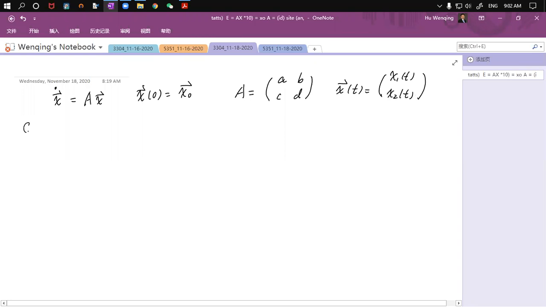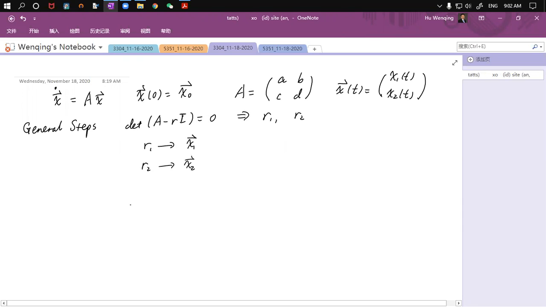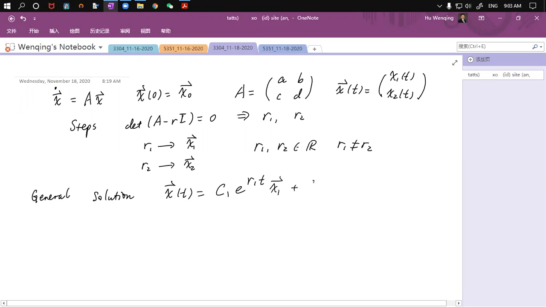And then we covered the general steps. We set the determinant of A minus rI equal to 0, and that gives you r1 and r2. r1 gives you the first eigenvector, r2 gives you the second eigenvector, and then the solution. Based on the assumption that r1 and r2 are both real numbers and not equal to each other, the general solution looks like x of t is c1 e to the power of r1 t times x1 plus c2 e to the power of r2 t times x2. So that gives you the solution.